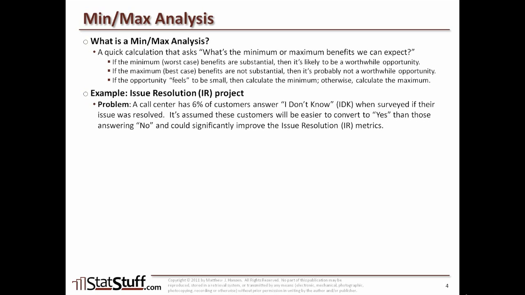So that was the assumption behind it, and since it was 6% of folks who answered I don't know, we saw it as a huge opportunity to possibly increase the metric itself. So basically, from a min-max analysis perspective, we wanted to ask, what's the maximum IR benefit that we can expect when we convert all those I don't knows to a yes? We approached it in two different ways.